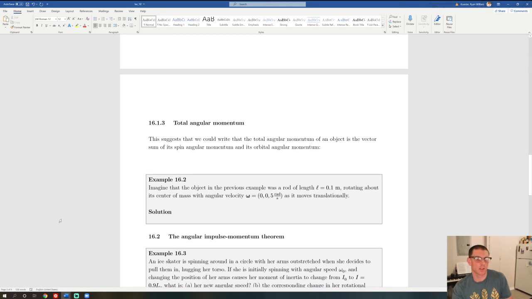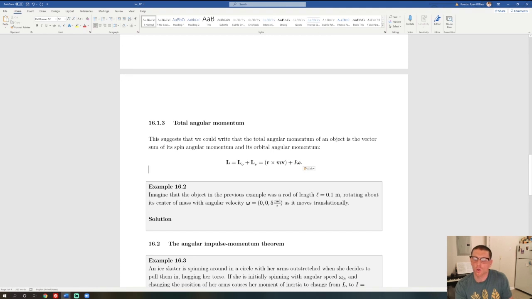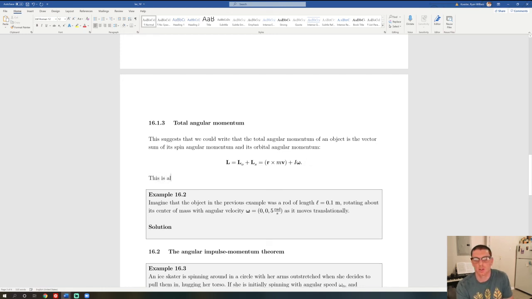So I'll just copy and paste this from the other document here, but I don't think that this should be surprising. I just stated it verbally. I'm going to call the total angular momentum just L with no subscript, and then we just take the vector sum of the orbital angular momentum and the spin angular momentum. And I want to say that this is also conserved in the absence of external torques.